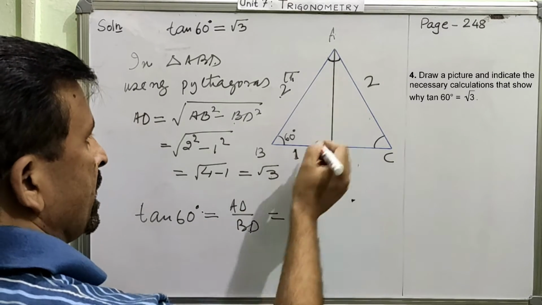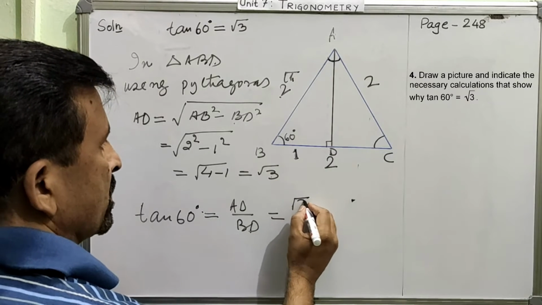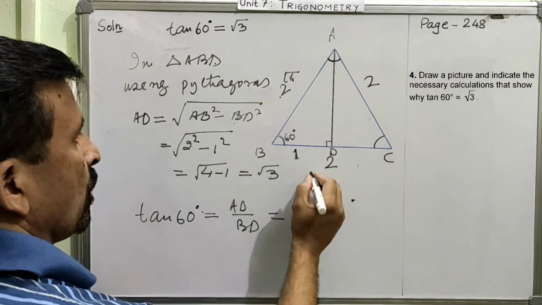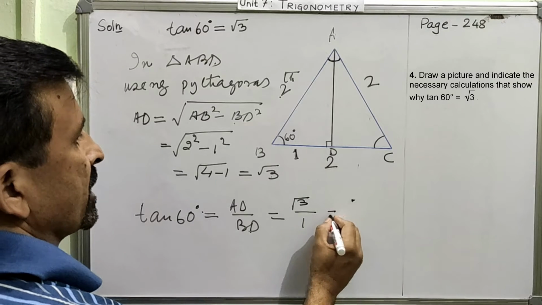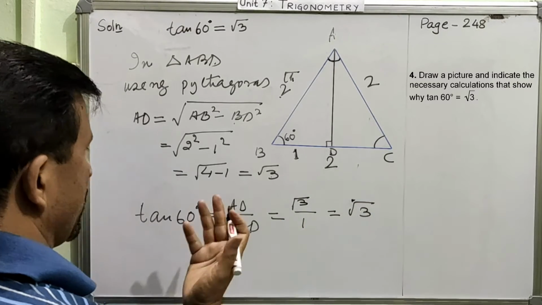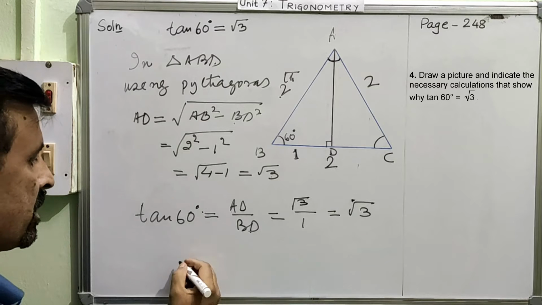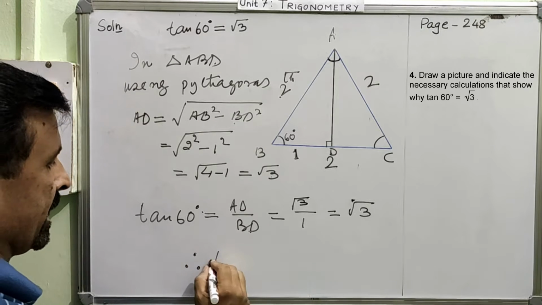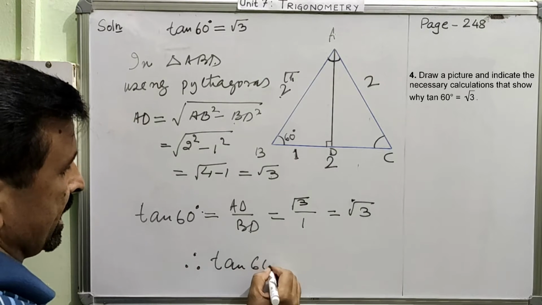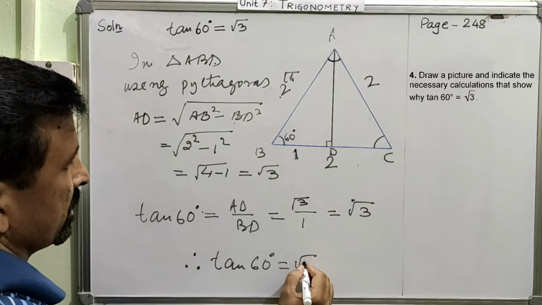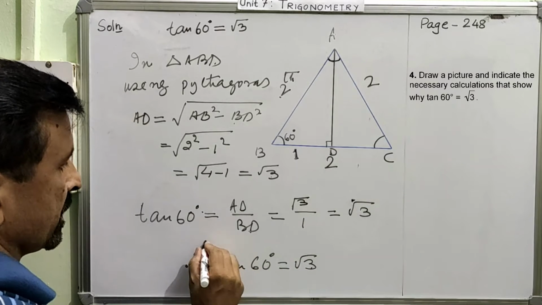Now AD you have just calculated as root 3, so write root 3. And then BD is 1, so write 1. Now the value of this will ultimately be root 3. And therefore it is proved that tan 60 degree is equal to root 3. It is proved.